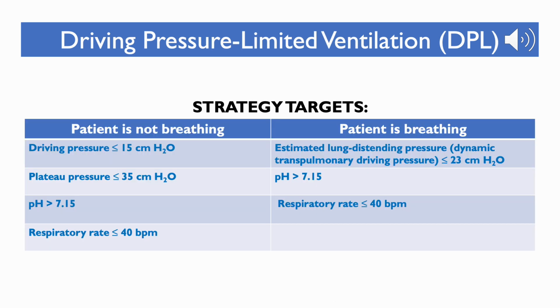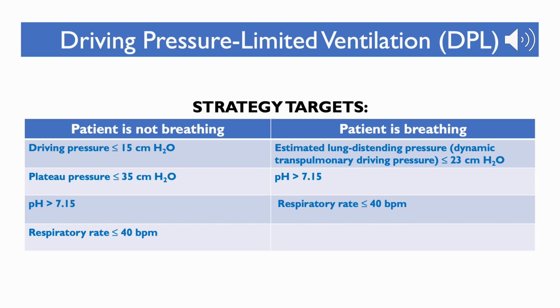Let's briefly review the ventilation targets in the driving pressure limited group. During passive ventilation, the driving pressure must be kept less than or equal to 15 centimeters of water, the plateau pressure less than or equal to 35 centimeters of water, the pH above 7.15, and the respiratory rate less than 40 breaths per minute.